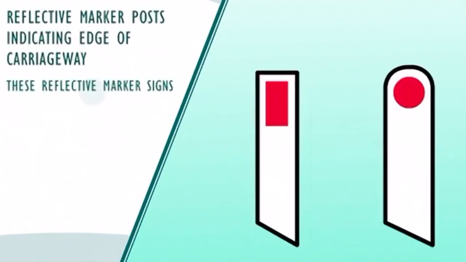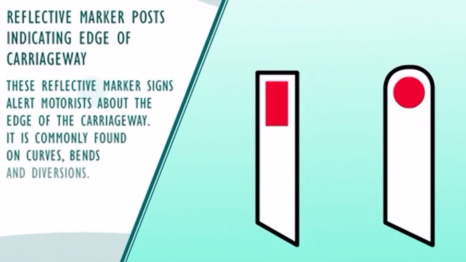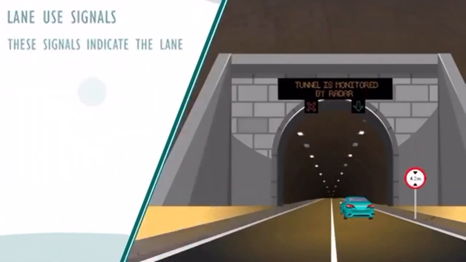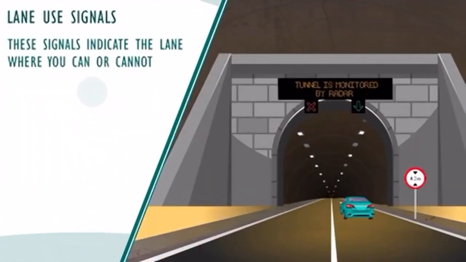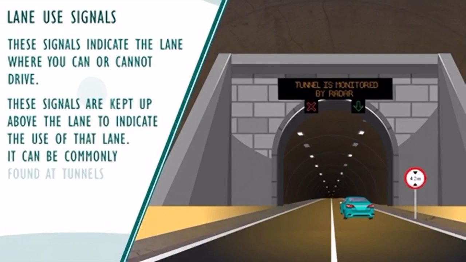These reflective marker signs alert motorists about the edge of the carriageway. It is commonly found on curves, bends, and diversions. These signals indicate the lane where you can or cannot drive. These signals are kept up above the lane to indicate the use of that lane. It can be commonly found at tunnels and basement parking.